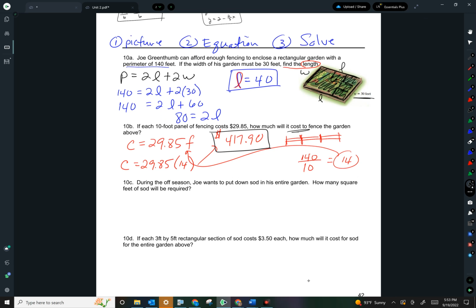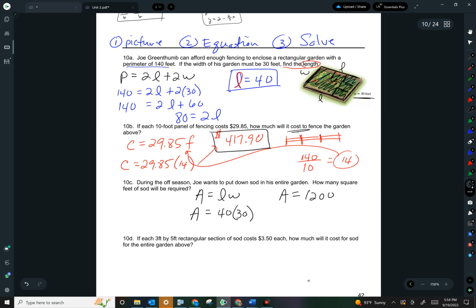So the first thing I'm thinking to myself is, okay, I know area equals length times width, right? Okay, so I have an equation, and then I plug in everything I know. Let's see, how many square feet of sod? So we're trying to find A. I don't know what A is, but do I know what L is? Well, sure I do. Look up there at number 10A. Didn't we say L is 40? And do I know what W is? Well, yeah, didn't they tell me up there in the problem that W is 30? So that means A is, do the multiplication, 1,200.